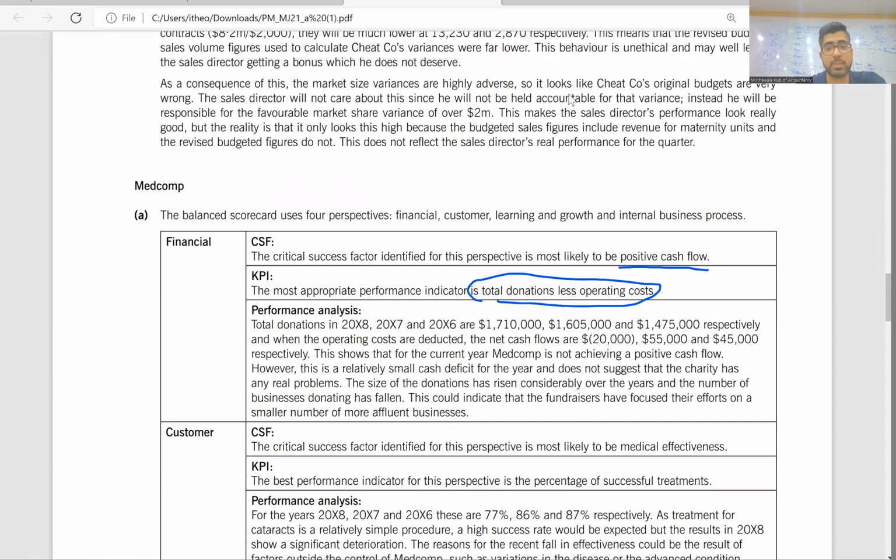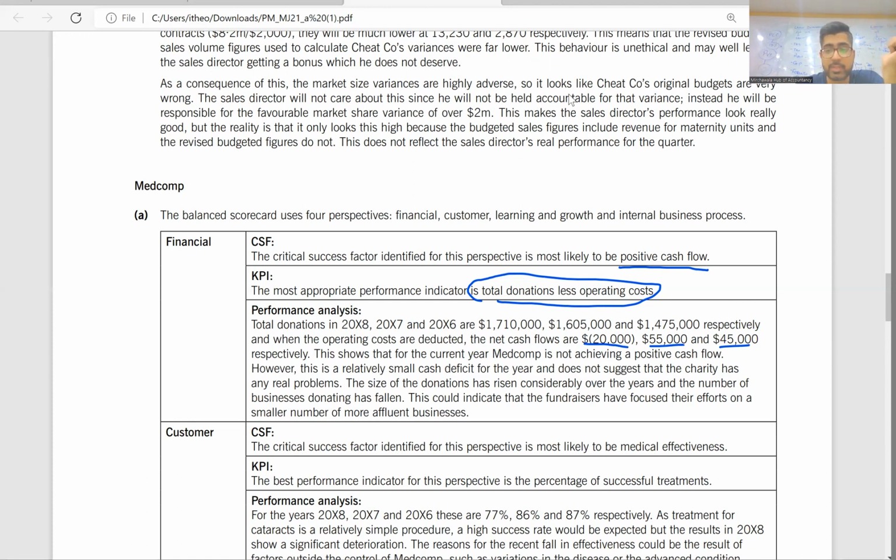Once you do inflows and outflows, that is the critical success factor and KPI. Now use this indicator to measure performance. Total donation in 2008, 1,710,000 and 1,605,000 and 1,515,000. Number of donations multiplied by size of donation. And when operating costs are deducted, net cash flow, remember, 20,000 negative, 55,000 and 45,000. This shows that for the current year, MEDCOMP is not achieving a positive cash flow. That's what I told you. However, this is a small cash deficit, does not suggest that it has problems, not a big deal.